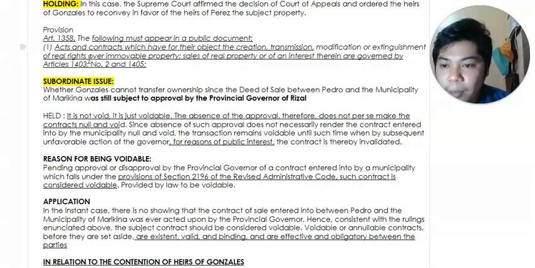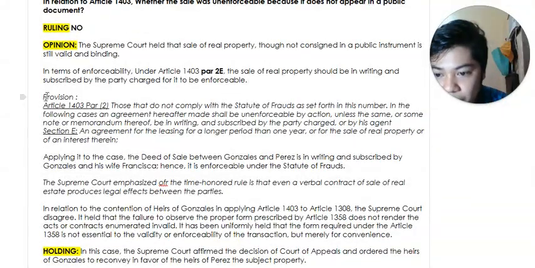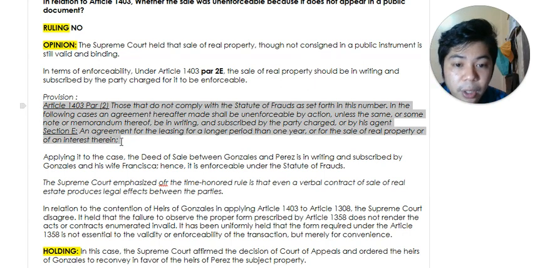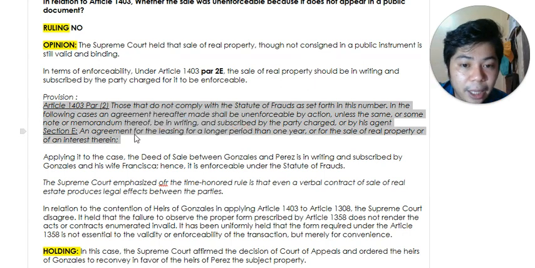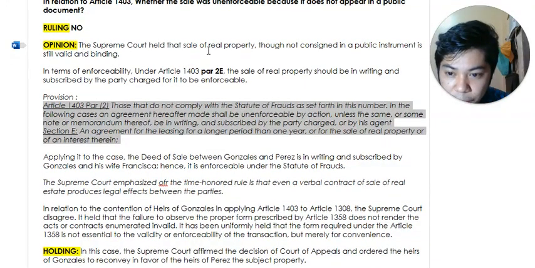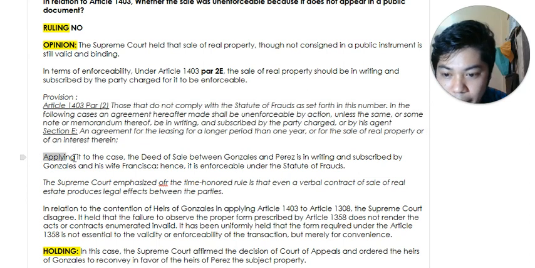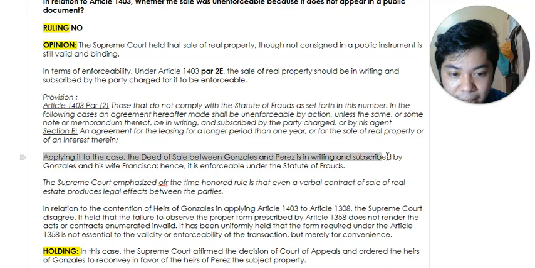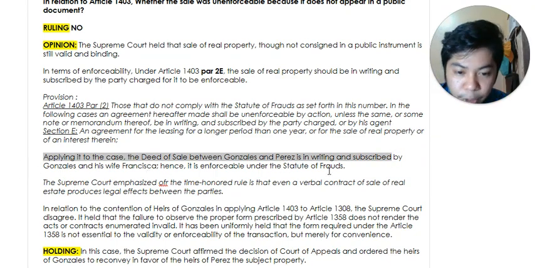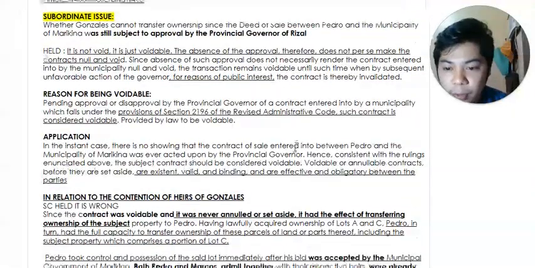Okay, sometimes I will provide the provision. This is in your module, and the Civil Code is with you. Sometimes the provision is highlighted. The Supreme Court discusses and gives the provision, so how does the Supreme Court apply it to the case? That's why I put it here. Applying it to the case, the deed of sale between Gonzales and Perez and his wife Francisca is in writing, hence it is enforceable under the statute of frauds.